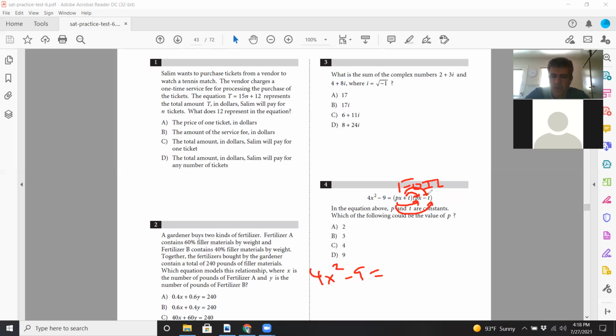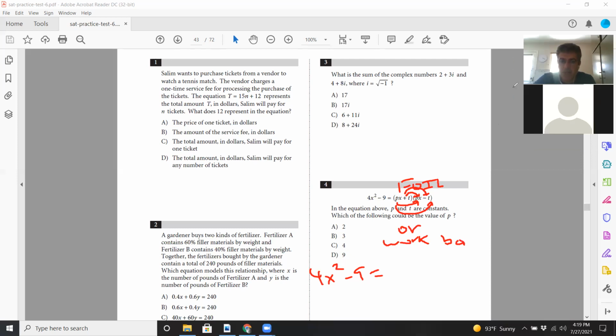And then you want to just do a comparison between the two. Another way you can look at it is to look at the choices. Like, what if P were 2? Would that make sense? What if P were 3? Would that make sense? What if P were 4? Would that make sense? What if P were 9? Would that make sense? So you could also just work backwards and test each choice for the letter P on the right side of the equation. So you're going to FOIL, of course, because you want to make the right side look like the left side.